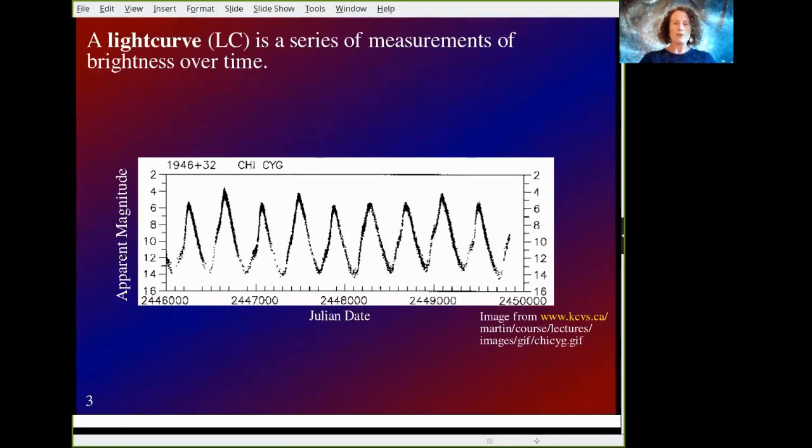So a light curve is a series of measurements of brightness over time. And so you can see in this light curve, the x-axis is Julian date, so this is time, and it's over a pretty long period of time. And the y-axis is apparent magnitude. And so you can see here that this object is getting brighter and dimmer and brighter and dimmer over a long period of time. So this is a periodic variable, and it is changing brightness. And we see that with the light curve.